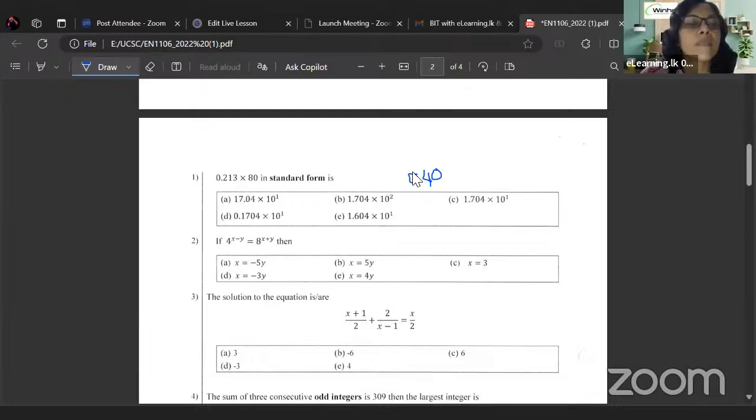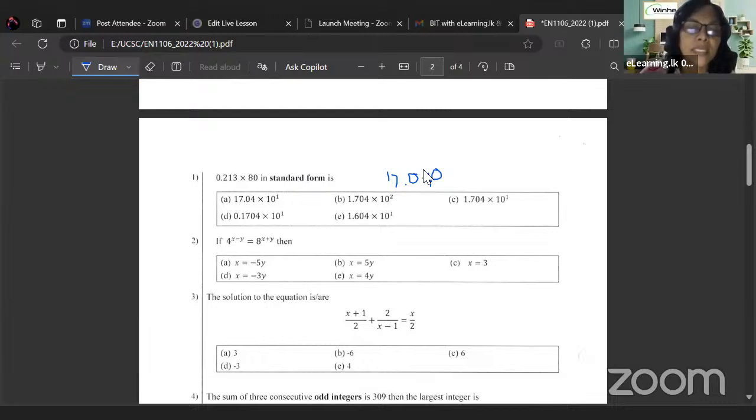Right? You can put 0, keep 1 outside. 8 into 2, 16, plus 1 is 17. Right? Now the answer is 17.040, there are 3 decimal places. Therefore, you have to keep the decimal point here. Now the number is this one, but you have to write it in standard form.